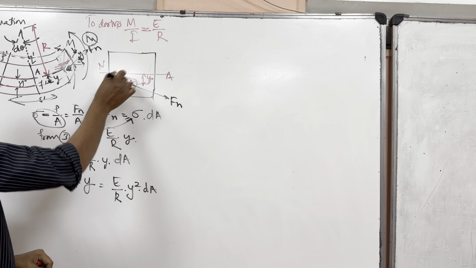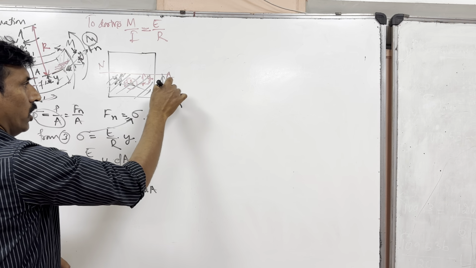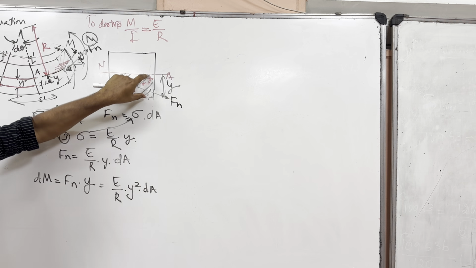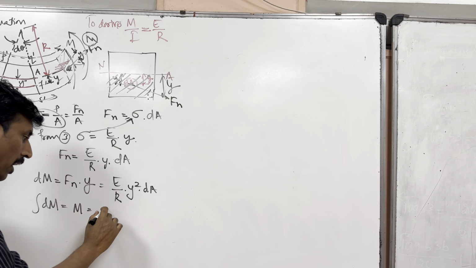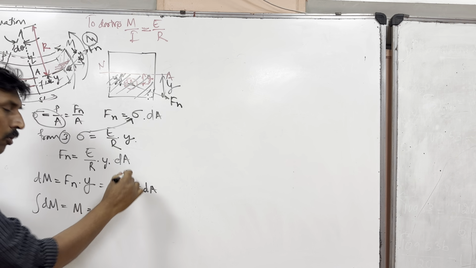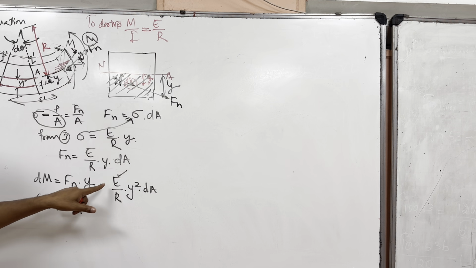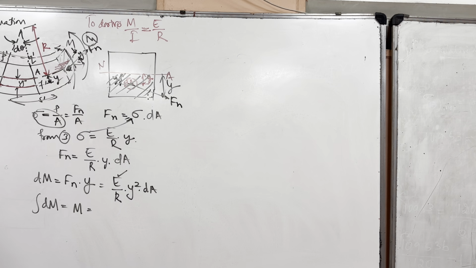If I want it for this whole area, then I should integrate this with respect to this y, where y is the distance from this neutral axis, so that is from 0 to y. Okay, so if I integrate this dm, then I get moment. So I have to integrate this part. Young's modulus is a material property. So what is the Young's modulus of steel? It is 200 GPa. So it is a constant. You don't integrate constants. And what is R? Radius of curvature. That is again a constant. So you don't integrate it.